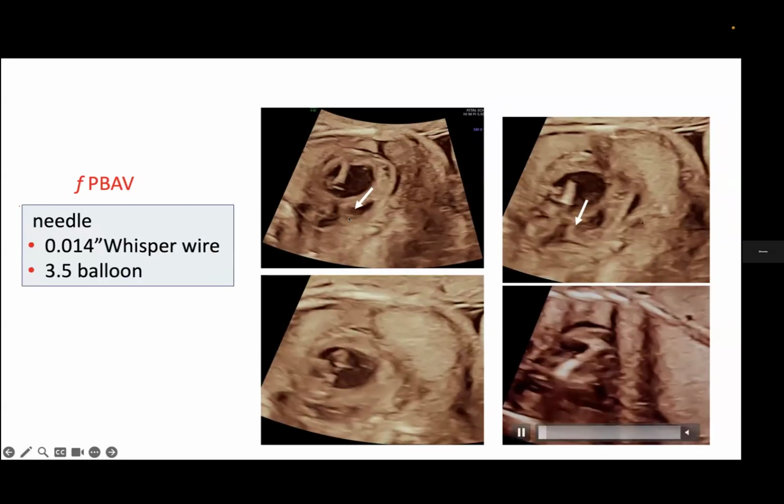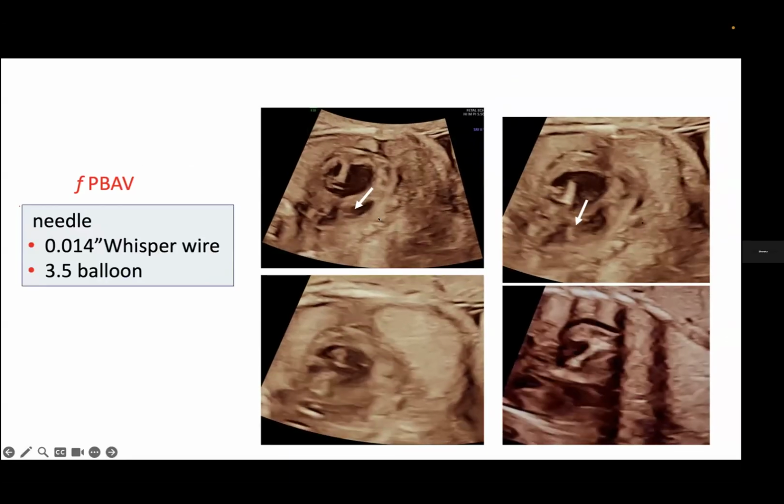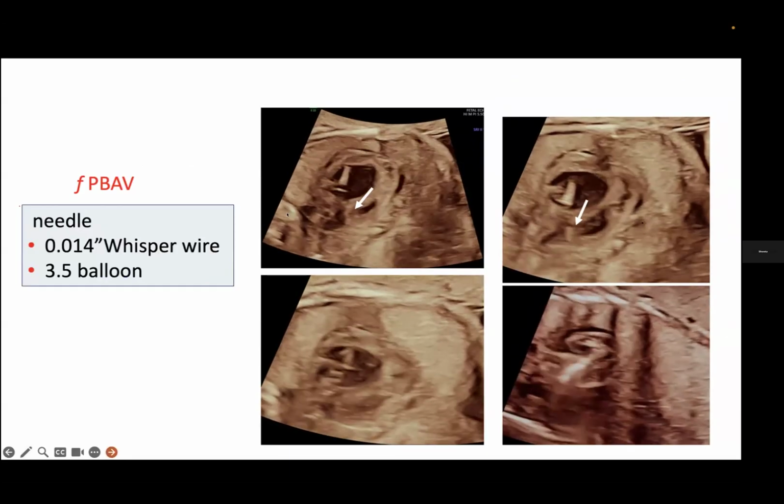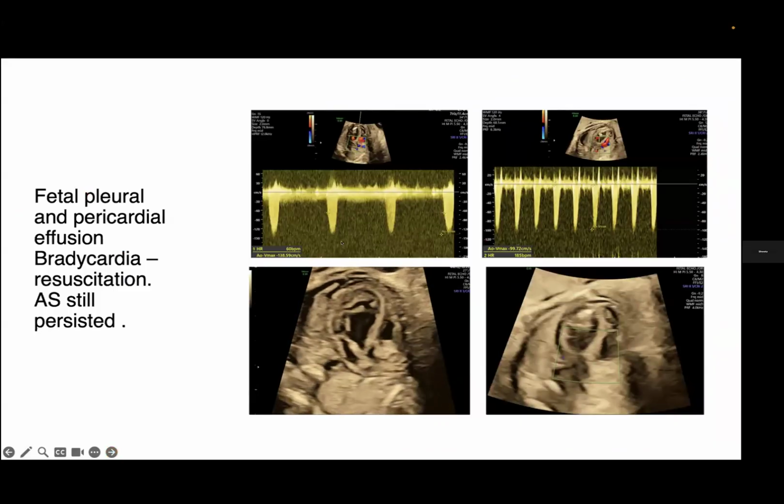So as we know that we have punctured the heart, what would happen once you puncture the heart and you try to withdraw the needle?